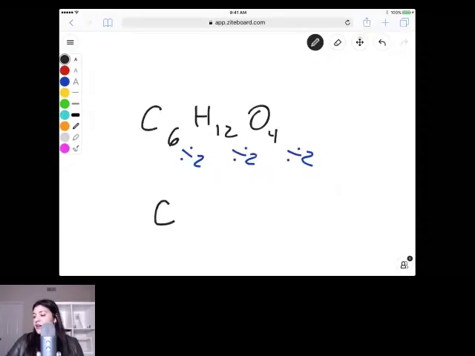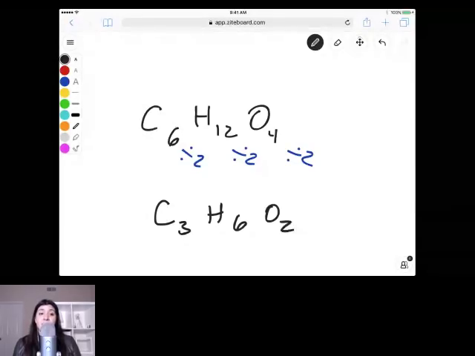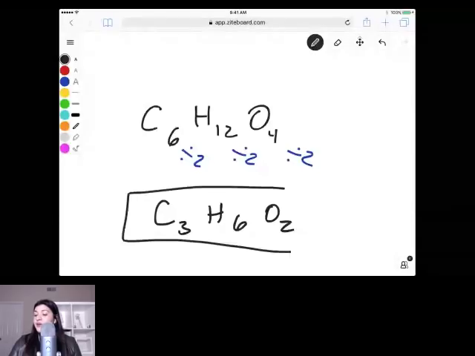So in this case, there's 3 carbon, there's 6 hydrogen, and then there's only 2 oxygen. So that's as far as we can get. We can't keep dividing because not all of them are divisible by the same number. So this would have been our empirical formula.